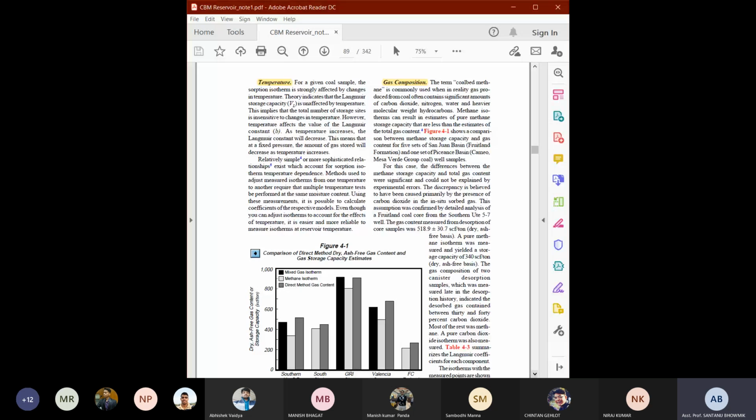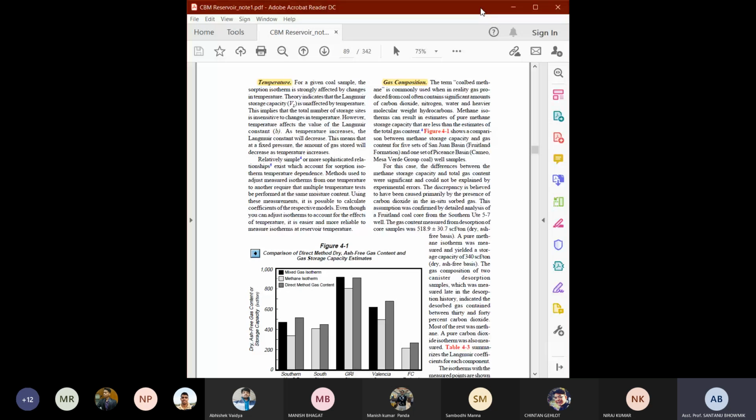Now next is the gas composition. Are you able to follow what I am going to discuss, and are you able to see the note I have shared? Is it visible to all of you? Yes, sir. Okay, so the next parameter is the gas composition.